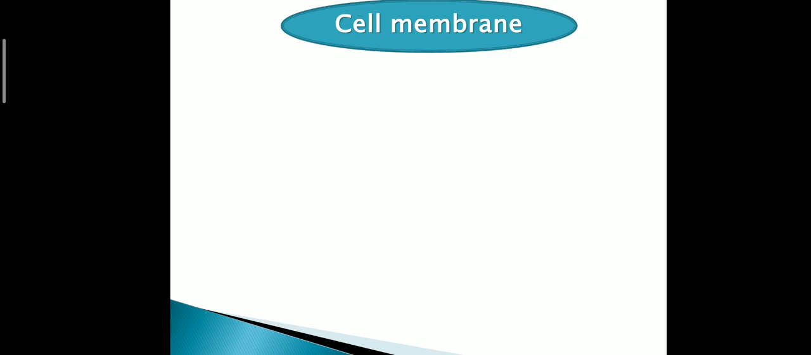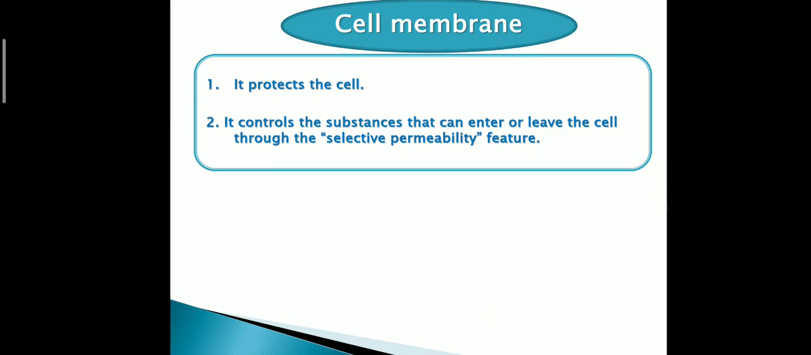At first, we will talk about the cell membrane. We say that the cell membrane is a membrane that surrounds the cell from outside. The first function of the cell membrane is that it protects the cell, and it controls the substances that can enter or leave the cell.